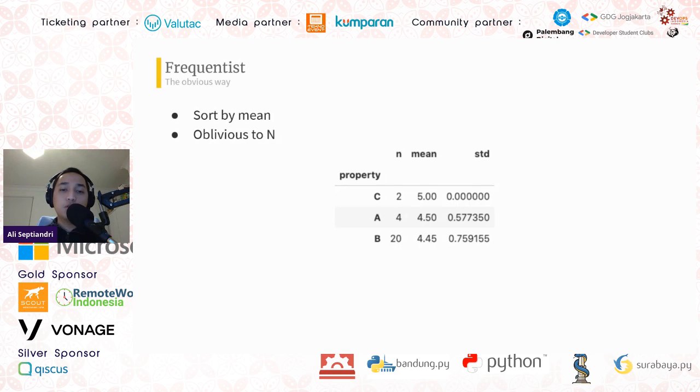Maybe property C will have more fours or more threes in the future, and we don't know that yet. So with only two reviews, it is more likely that the average will be lower in the future.